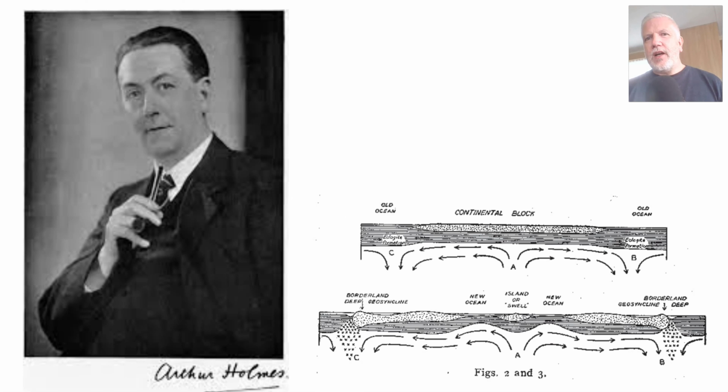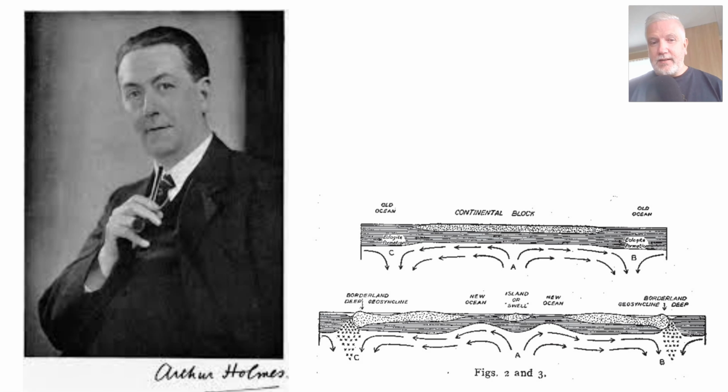But not too long after Wegener started to come up with his ideas, a British geologist, Arthur Holmes, came up with a very, very interesting potential mechanism. And this is where we first begin to see the emergence of the idea of convection and convection currents as the means to move the surface of our planet.